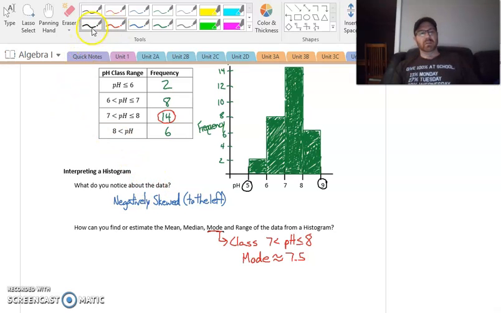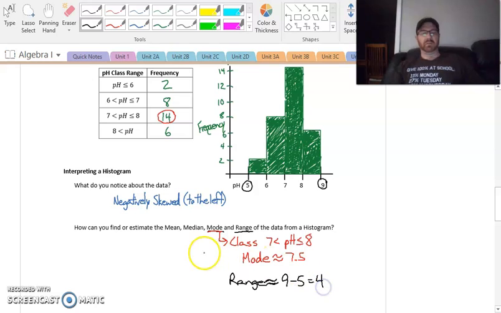Now we also have the range. So the range is the distance between the highest and lowest value. Our lowest one is 5. The highest value in our range goes up to 9. So we would say that the range is 9 minus 5. Okay, so that would be 4. So that's going to be our approximate range.